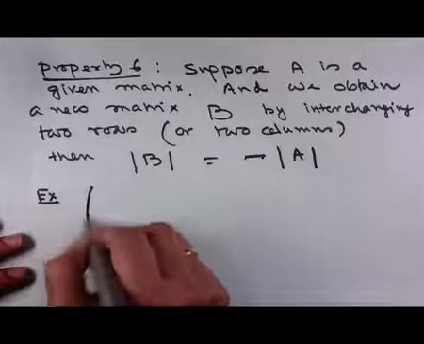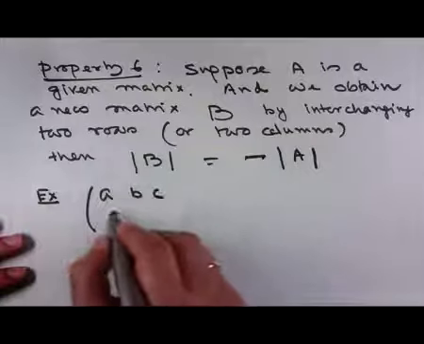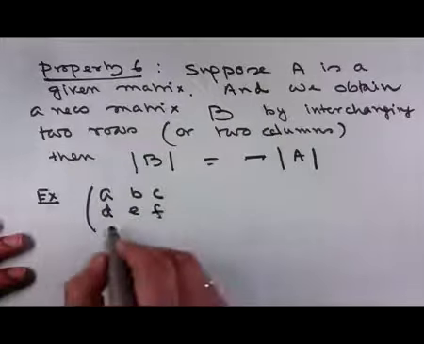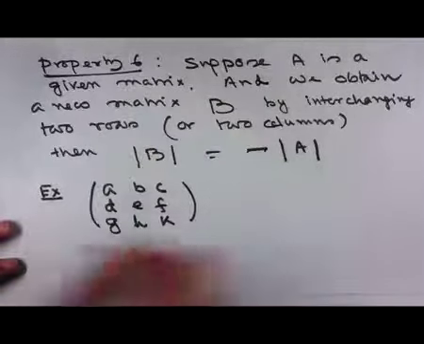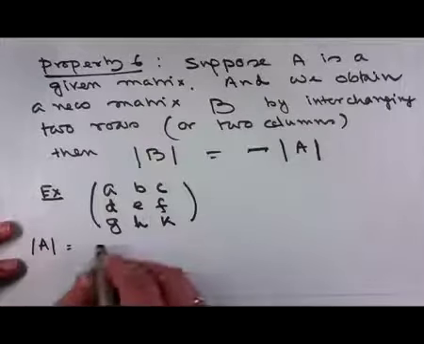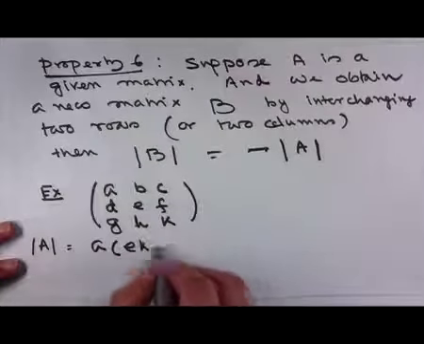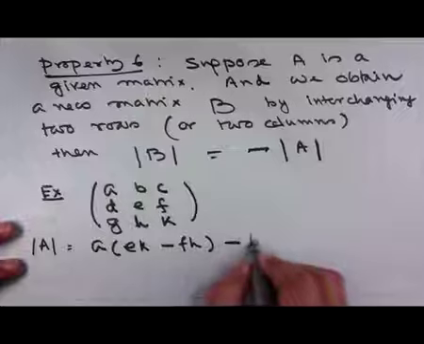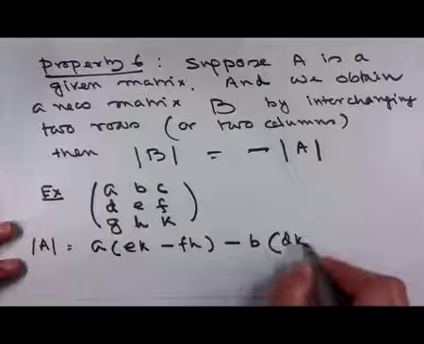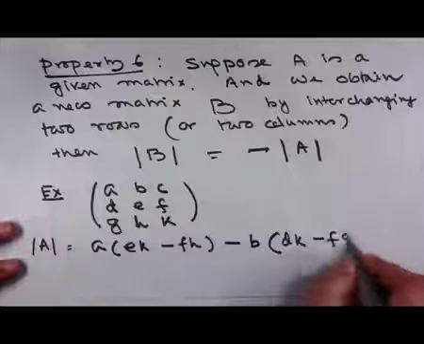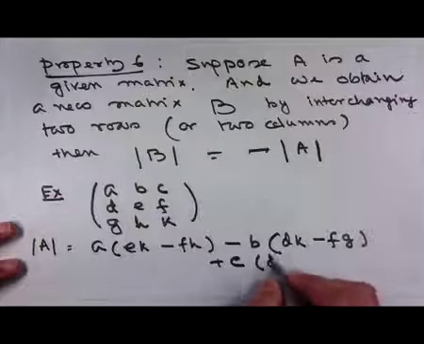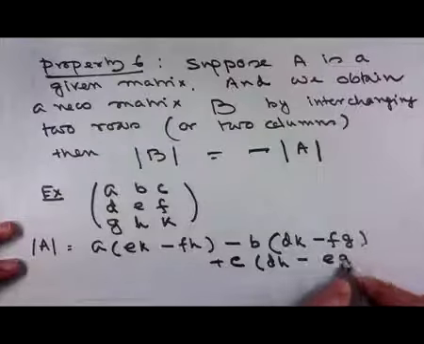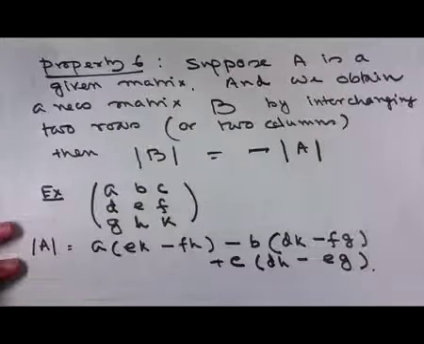Consider A, B, C, D, E, F, G, H and K. Its determinant is equal to A into E K minus F H, minus B into D K minus F G, plus C into D H minus E G. We will come back to this, but let us construct B.